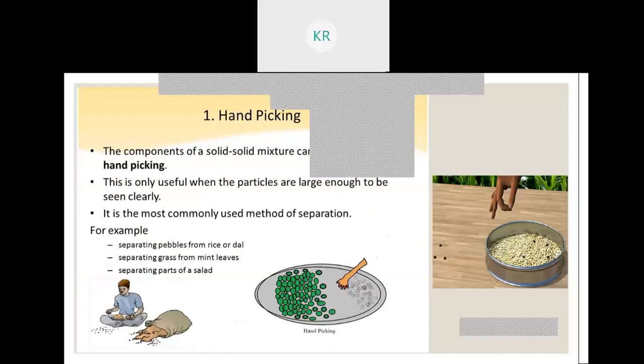You can see the examples here: separating pebbles from rice or dal, pulses. Separating grass from mint leaves. Separating parts of a salad. So, this is the method of hand picking. And here you can see the examples and pictures also.